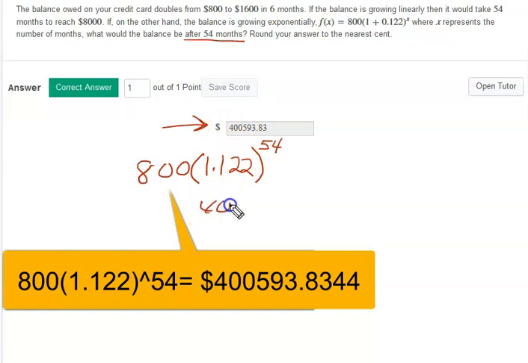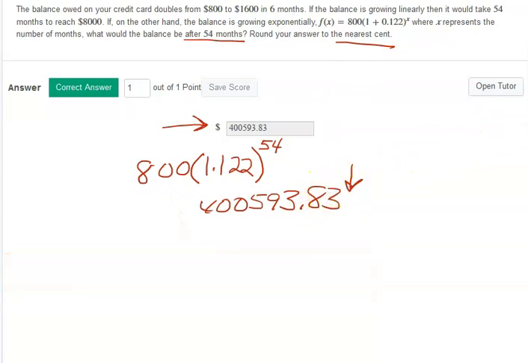And that's 400,593.83. Again, rounding off whatever is needed to the nearest cent. If you don't follow that exactly, they're going to count it wrong. And you should practice this to be sure you know how to use your calculator.